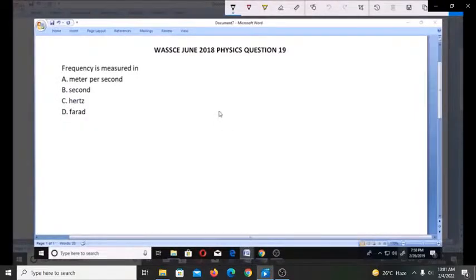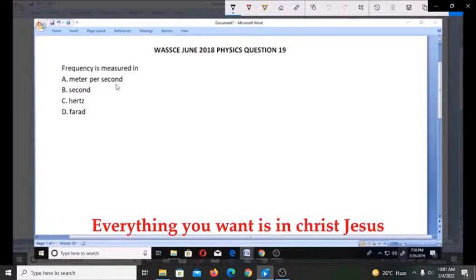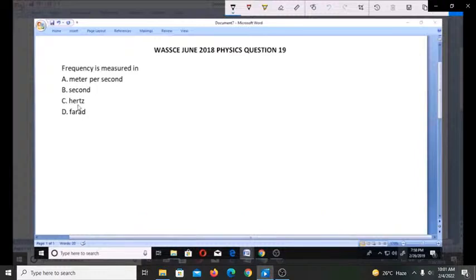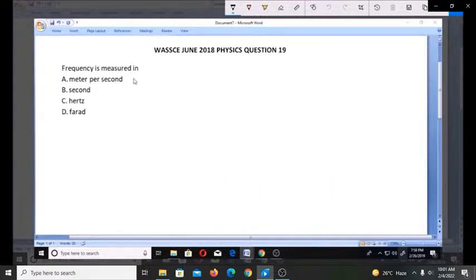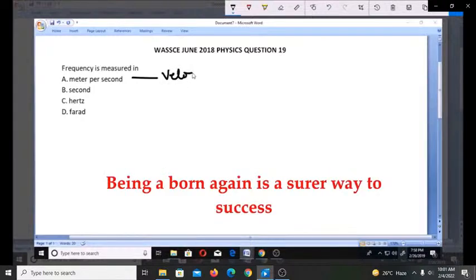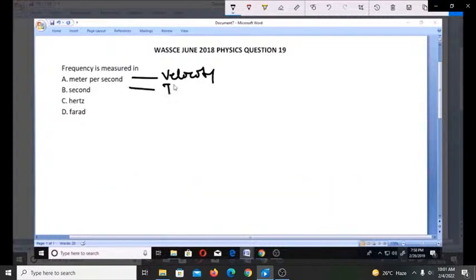Yes, let's look at this question number 19 for WAEC Physics 2018. Frequency is measured in A, meter per second, B, second, C, hertz, D, farad. So what is the unit for measurement of frequency? We know that meter per second is for velocity. That's the unit for velocity. Seconds is the unit for time.